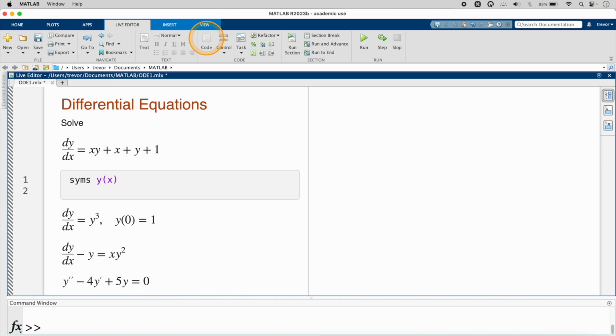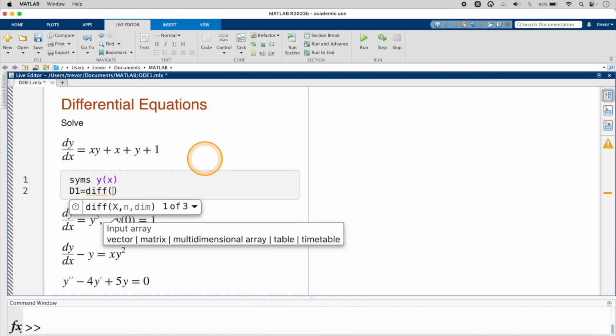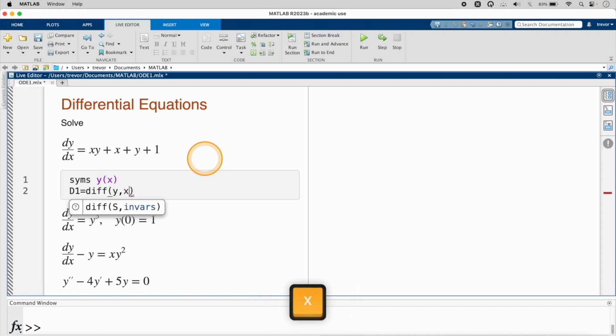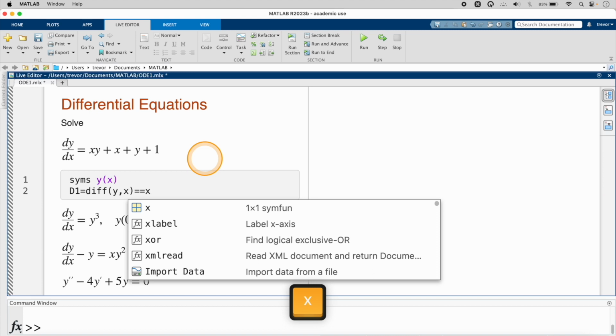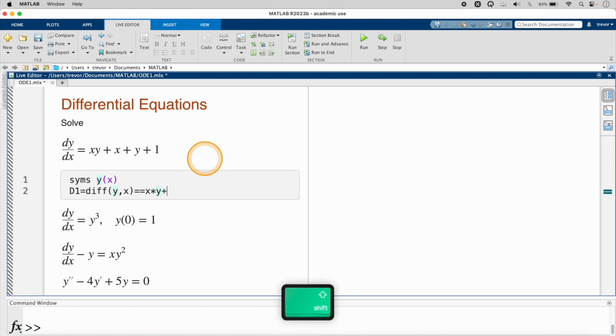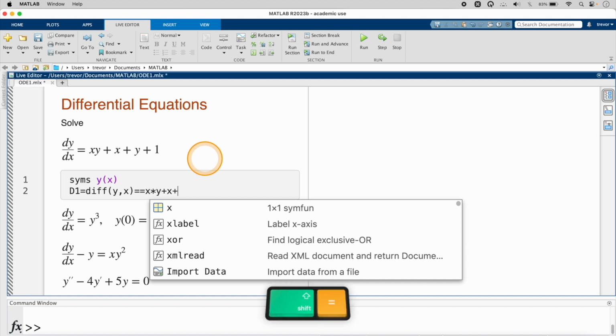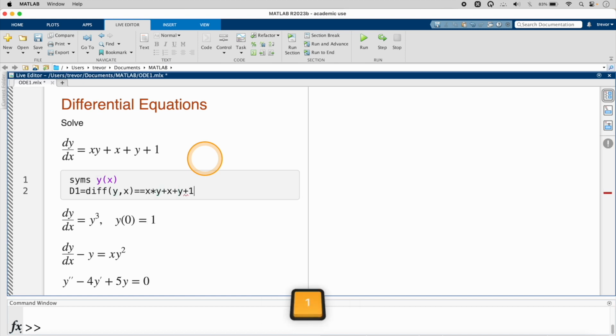I then go on and enter the differential equation, and I'll call it D1. So D1 is equal to, then for the differential equation, we type in diff, open parenthesis, we are differentiating y with respect to x. We define the equation using a double equal sign. So I now go on and type what is on the right hand side there. We have x multiplied by y plus x plus y plus 1. So this is what is on the right hand side.